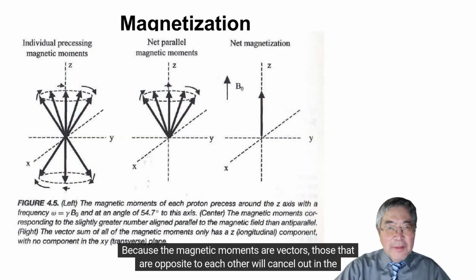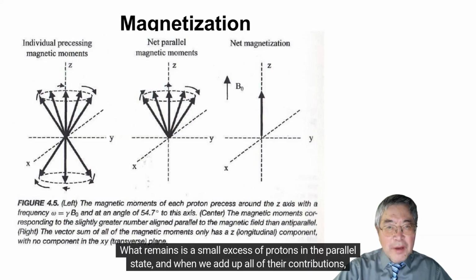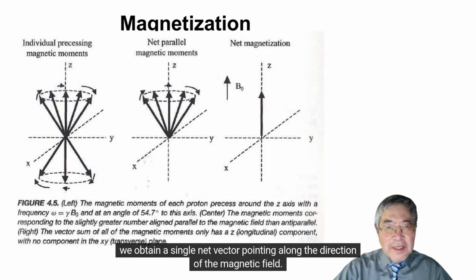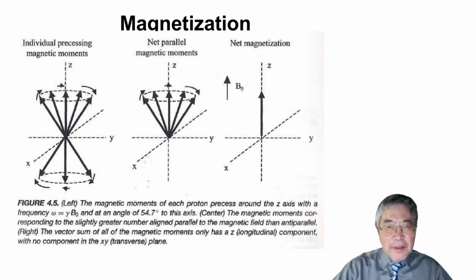Because the magnetic moments are vectors, those that are opposite to each other will cancel out in the transverse plane. What remains is a small excess of protons in the parallel state, and when we add up all of their contributions, we obtain a single net vector pointing along the direction of the magnetic field. This is what we call the net magnetization vector, often denoted as M.